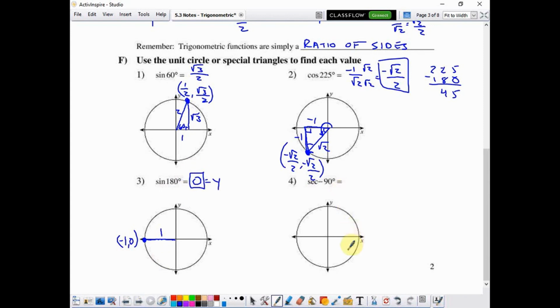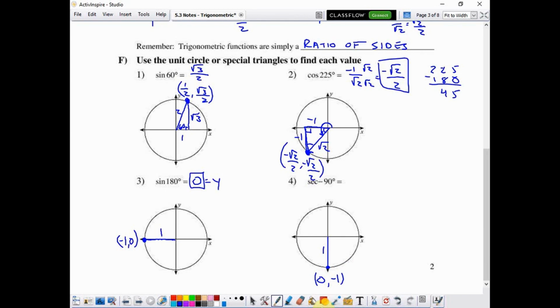Secant of negative 90, that's going to rotate clockwise 90 degrees because it's negative. It'll rotate to right there. Once again, I can't draw a triangle, so I'm going to use a unit circle. Radius is 1. This is over 0 and down 1.